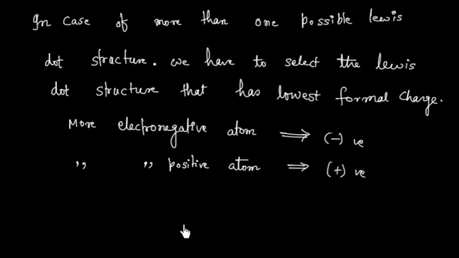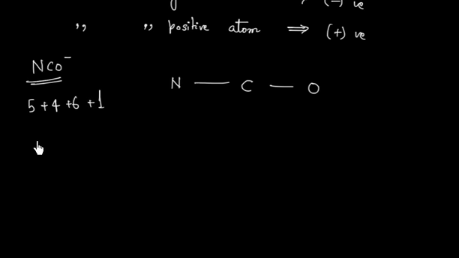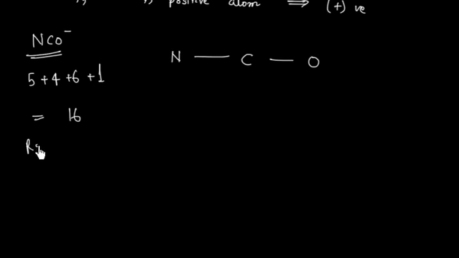We can explain this by one example. Let us say I have NCO minus. Of course carbon is the least electronegative atom, so it is the central atom, nitrogen will be a terminal atom, and oxygen will again be a terminal atom. We can connect by one bond. Now let us count total electrons. 5 from nitrogen, carbon will have 4 and oxygen will have 6, and 1 electron we have extra. So we have total 5 plus 4 is 9, plus 6 is 15, plus 1 is 16. We have used 4 electrons. So how many electrons are left? 16 minus 4, that is 12 electrons. We have 12 electrons left.